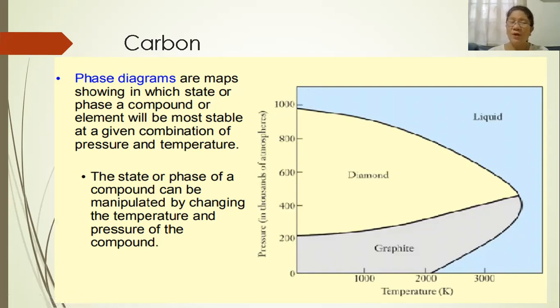So, actually, if you manipulate the temperature and pressure of a compound, you can change its state or phase. That is in the phase diagram.